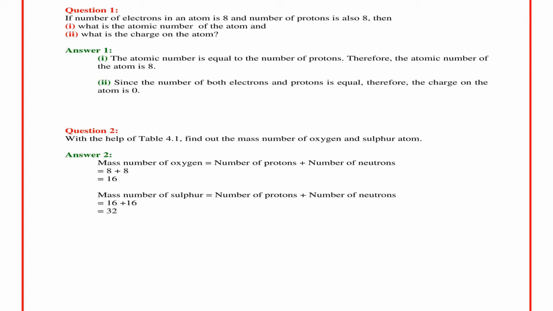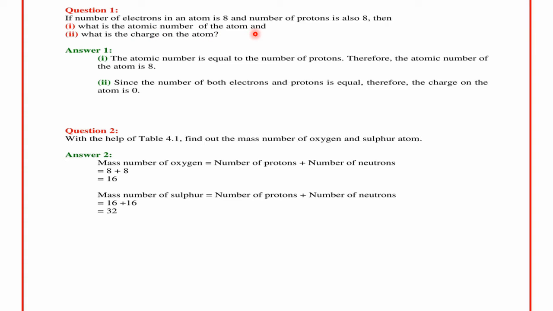Okay, right. So I welcome you all for today's session on discussion on some selected questions on the chapter Structure of Atoms. If the number of electrons in an atom is 8 and the number of protons is also 8, then what is the atomic number of the atom?